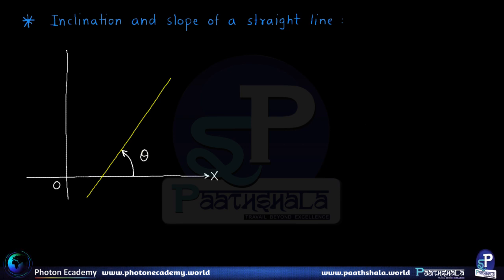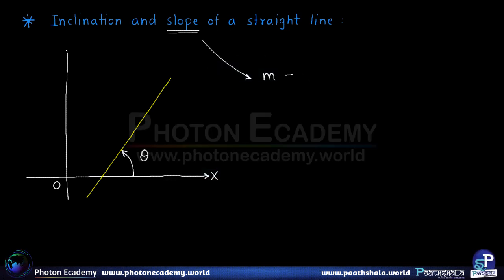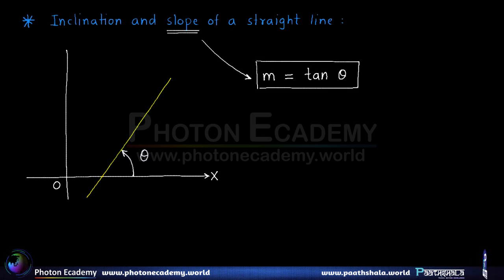Typically we denote that by either theta or alpha. Now the slope of the straight line, which is denoted usually by the symbol m, is defined as the tan of the inclination of the line. So that's the definition of the slope. Based on the value of the inclination, the slope will be defined.